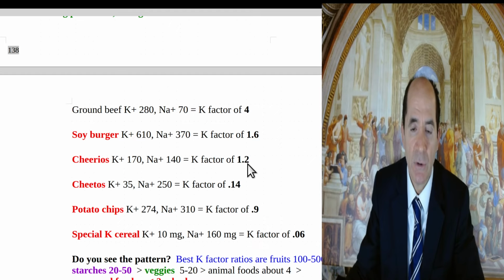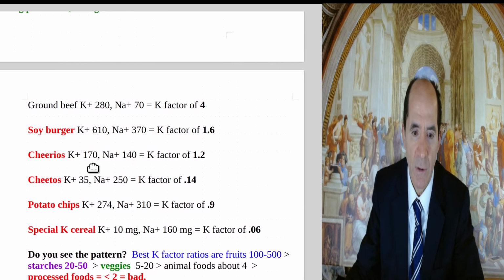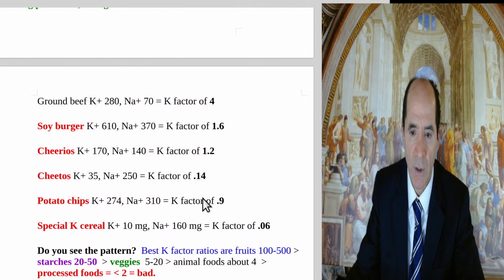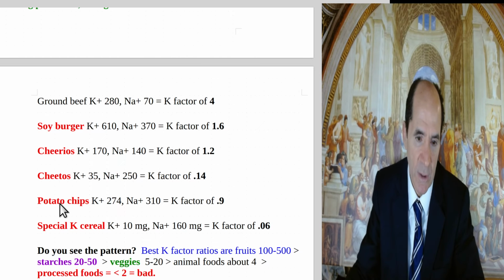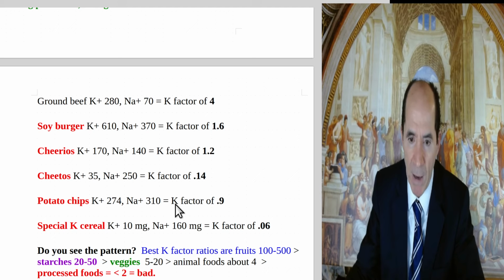All right, Cheerio cereal, 1.2. Potato chips, 0.9, less than 1. That's terrible. Special K cereal, which pretends to be a health food cereal, but it's not, in my opinion, 0.06. So you see the pattern? Like I was talking about, there's your K factor ratios. Fruits, 100 to 500. Starches, 20 to 60, 20 to 50, 20 to 100, especially 20 to 50. Veggies, 5 to 20. Animal foods, about 4. Processed foods, less than 2, really bad.